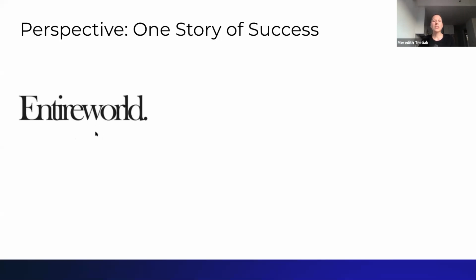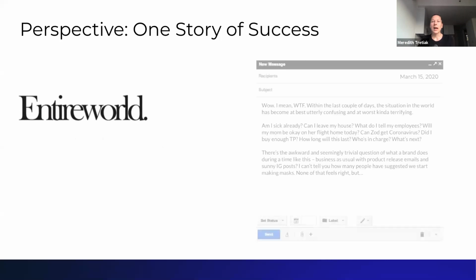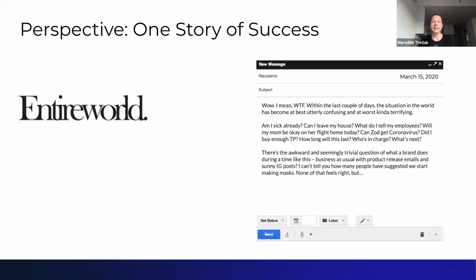On March 15th, a few days after the entire country shut down, the founder sent an email to their 30,000 subscribers. And in this email, it was honest, it connected to how everyone was feeling that day. And this one email led to the brand selling out of inventory in both March and April of this year during the pandemic. And that led to a 662% increase in year-over-year sales.